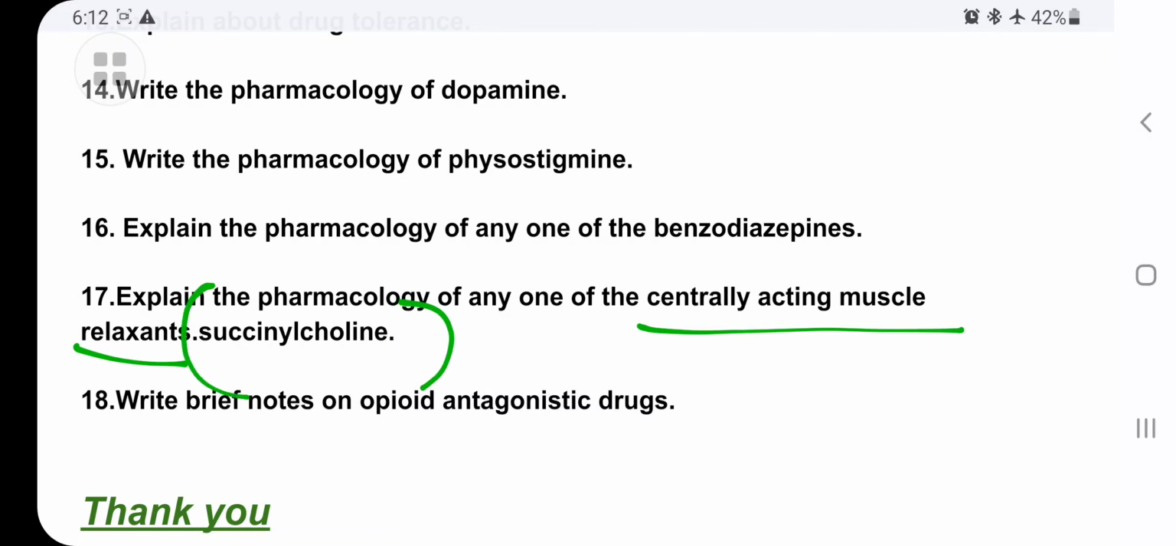If they ask in the exam, what will you write? Yes, if they ask in the examination on the centrally acting muscle relaxant, then you have to write succinylcholine. And write brief notes on opioid antagonist drugs, naloxone and naltrexone. These drugs' pharmacology you have to describe.